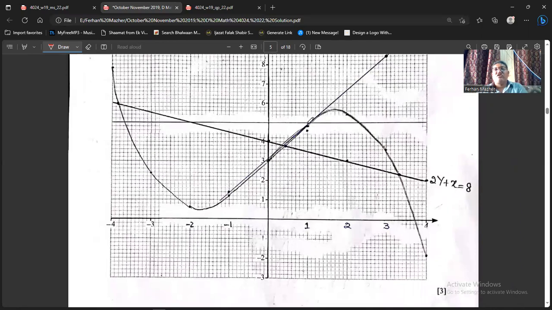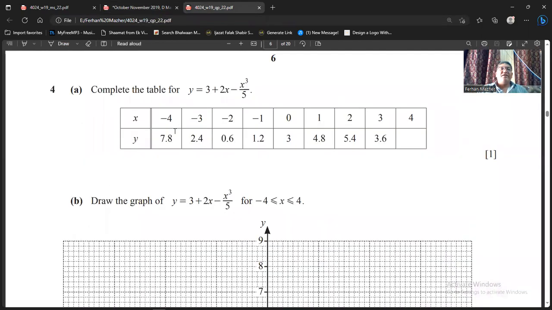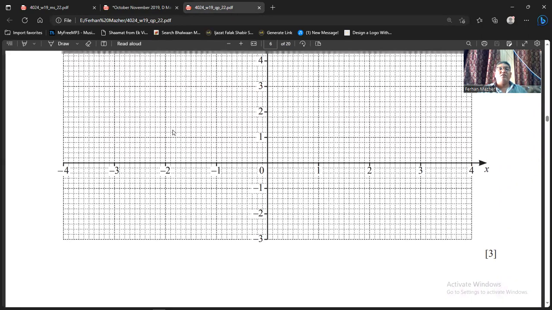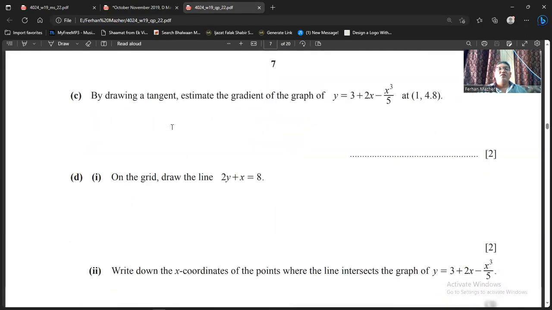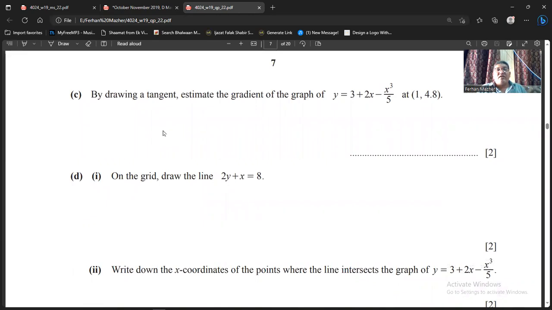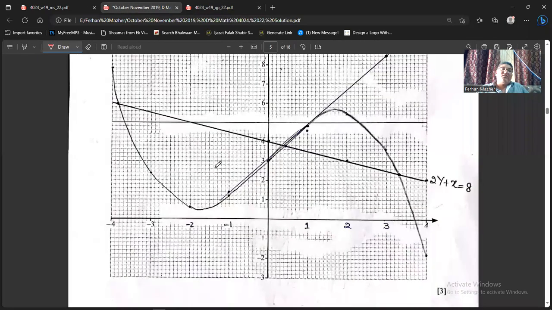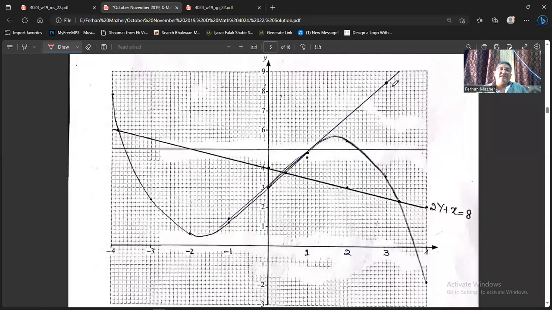So you get this curve. Okay, then we have the next thing. Part C: by drawing a tangent, estimate the gradient of the graph y equals 3 plus 2x minus x cubed by 5 at (1, 4.8). So at (1, 4.8) this is the point. I will draw a tangent. So you can see this line. This is a tangent. A tangent is a line which touches the curve only at that point.